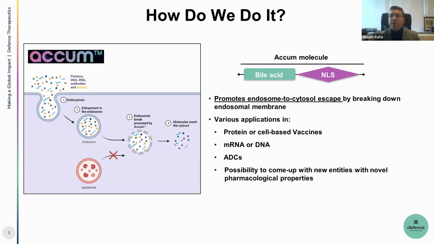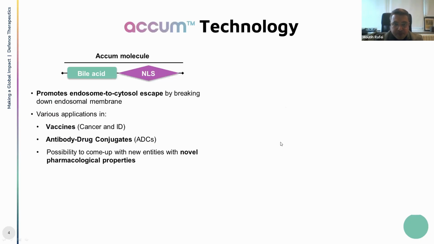And what's really beautiful about the Accum technology, as you can see here on the top, is that the Accum molecule is composed of two components, a bile acid and a nuclear localization signal or peptide. So you can play with these two components to generate libraries of molecules. The good thing about this is that you can end up having novel molecules exhibiting unexpected pharmacological properties. And that led us to one of our programs, the AccuTOX, where we discovered that we can tweak the molecule and design small anti-cancer molecules that are really potent at inducing cell death.